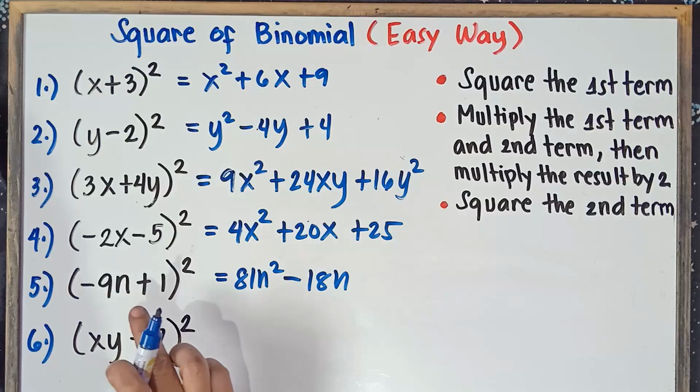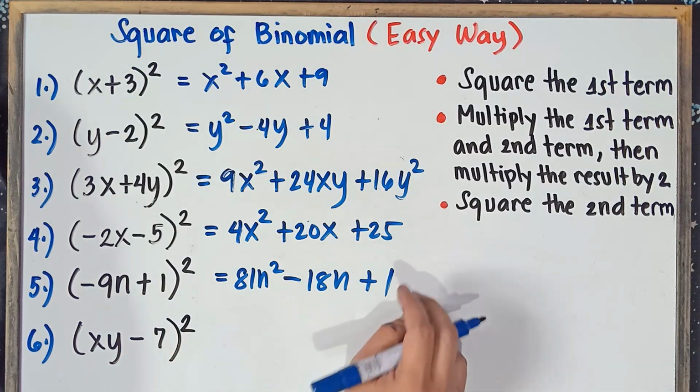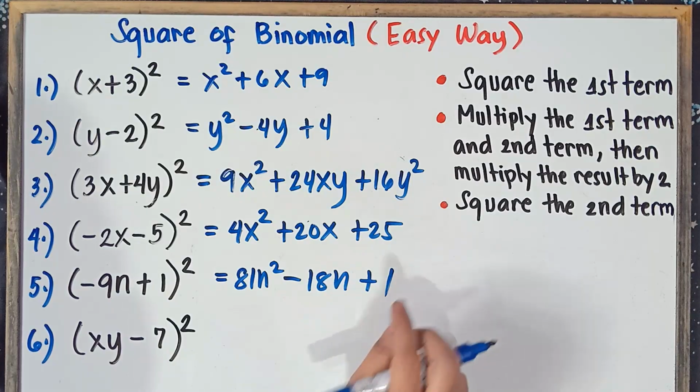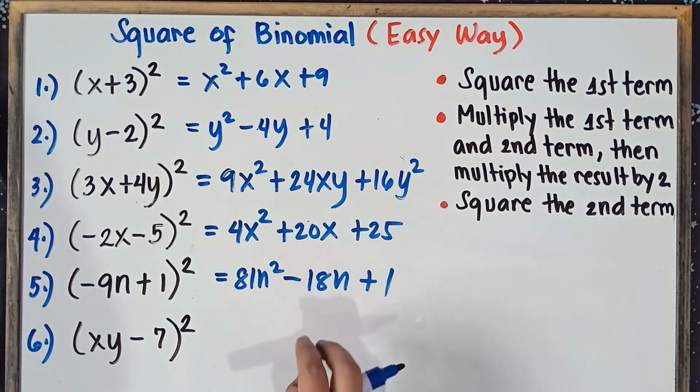Alright, and then square the second term. 1 times 1, that would be positive 1. That's it, class. That's the answer, class, with regards to example number 5. Once again, class, if you master this one, I'm sure it's very easy to answer the square of binomial.